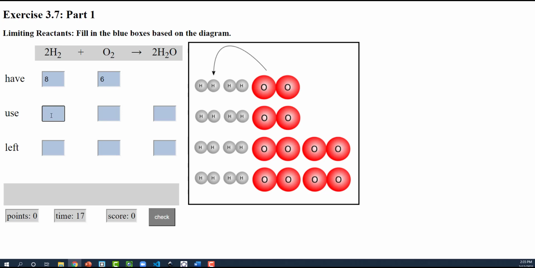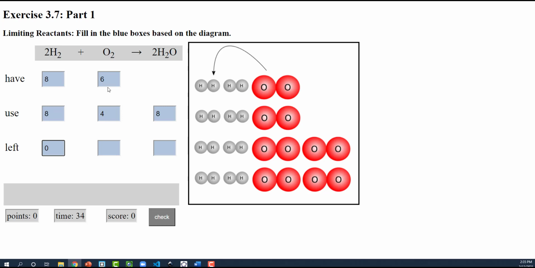And again, just mechanically go through the process and say, okay, let's assume I can react all 8 of these hydrogens. What's the ratio? For every 2, I need 1. Half of 8 is 4. Hey, great, I have that much. I actually have 6. So how much water am I going to make? 1-to-1 ratio. I'm going to be able to make 8 waters. When I'm done, what's going to be left? 8 minus 8 is 0.